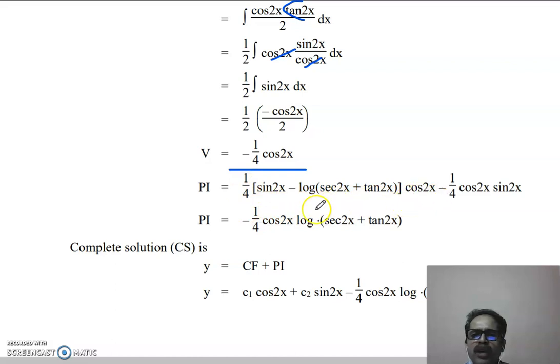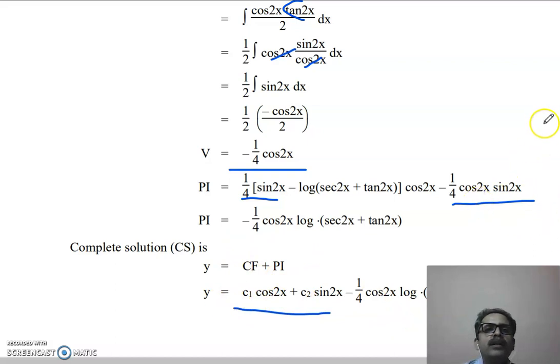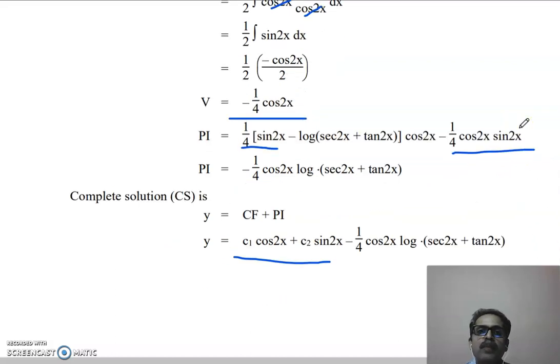When you put them on the right side, we have this, and when you multiply this bracket by 1 by 4 and cos 2x, you will find that the first term and last term get cancelled, and only this will be left. And the complete solution is y equals CF plus PI. Put the value of CF, put the value of PI, and we can get this solution. I hope that you understood this example.